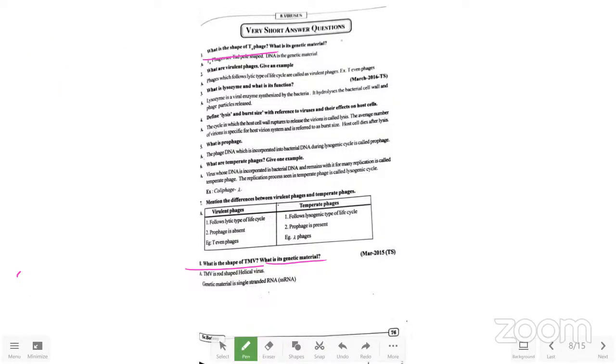Next, what is lysozyme and what is its function? Lysozyme is an enzyme that can easily break the bacterial cell wall. That was synthesized by the phage. And what is its function? It hydrolyzes the bacterial cell wall, and the phage particles are released out. That is the lysozyme enzyme.